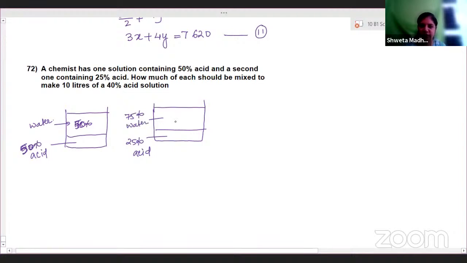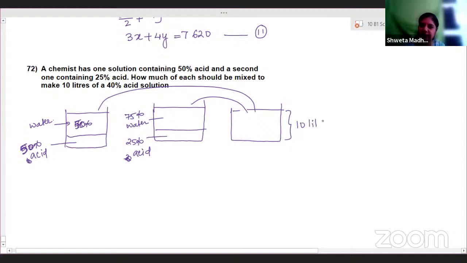Now, each is a solution, a mixture of acid and water. These two solutions have to be mixed into a third container. This third container's total capacity, we have to make it 10 liters, in which we require 40% acid. It should have 40% acid, and the remaining 60% should be water.